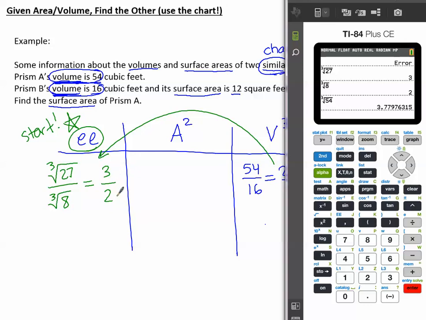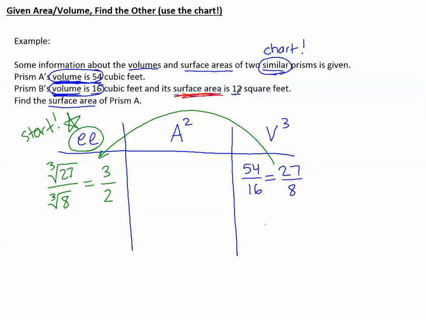Now that we have our scale factor, our everything else ratio, and being that what we need is the areas, the area is 12, find the area of Prism A, we're going to go here to our area column. That's going to be our focus because they're asking for the area. So to go from here to here, we square this. 3 squared, 2 squared makes 9 over 4. 9 over 4 will equal, now notice they gave us Prism B's volume or area. They gave us the second one. The one that was on the bottom is 12 square feet. So 12 will go second.